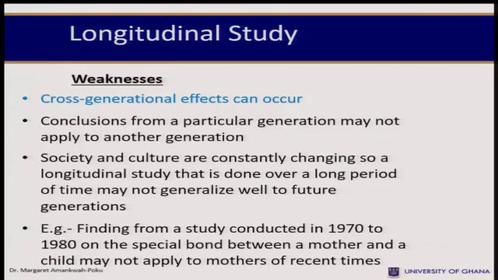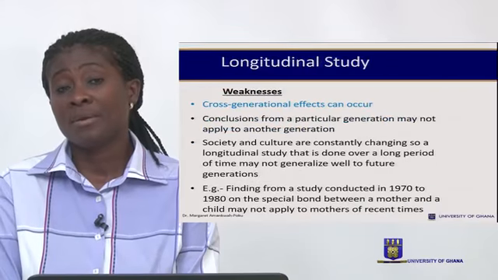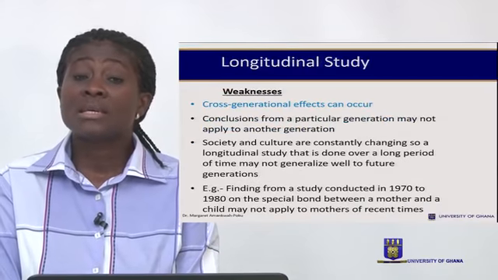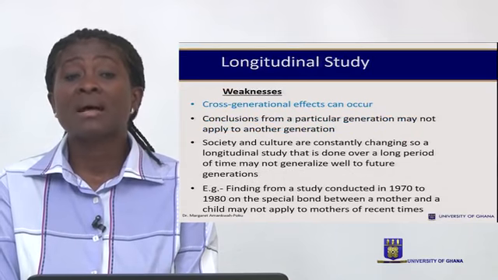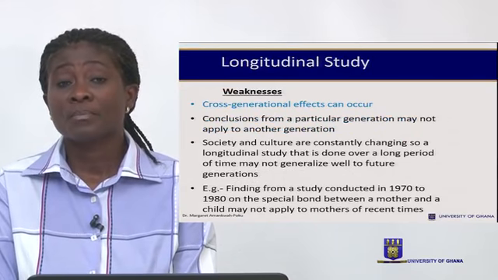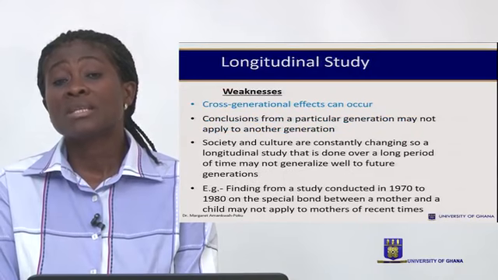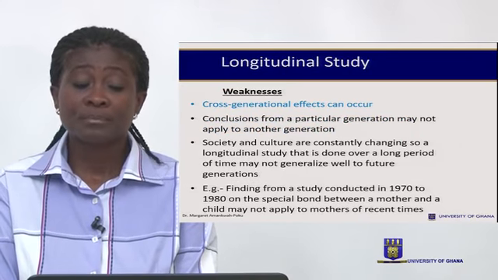A weakness of this study is the fact that you can have what you call the cross-generational effect occurring. Now, I want you to note the difference. With the cross-sectional study, I said that you have the cohort or generational effect occurring. With the longitudinal study, you have the cross-generational effect occurring.